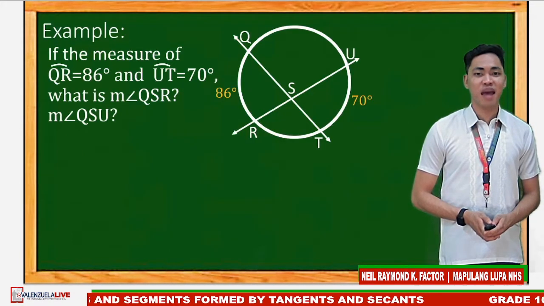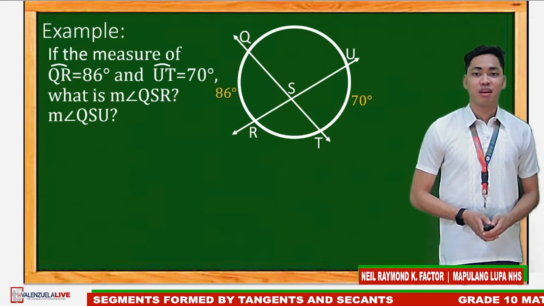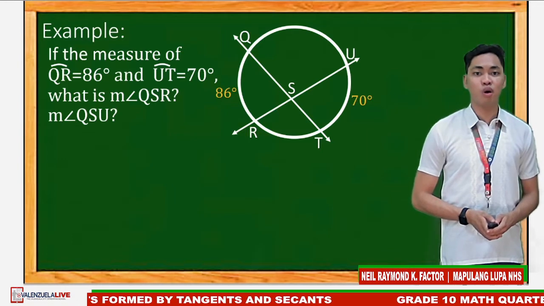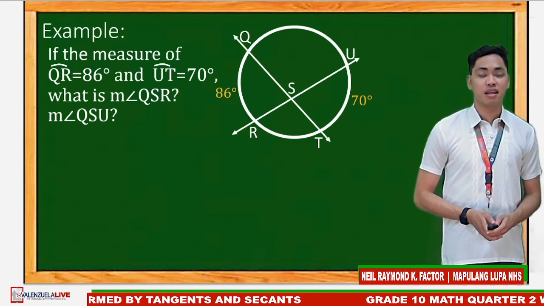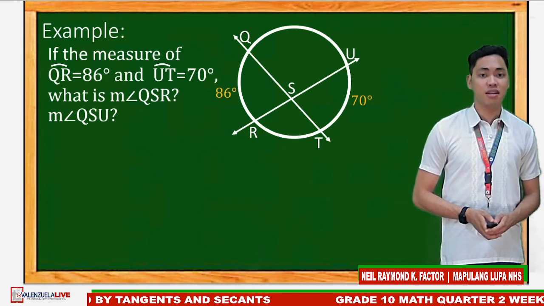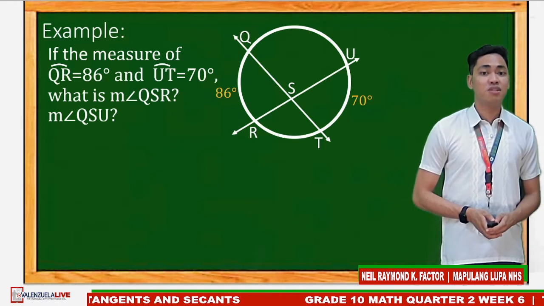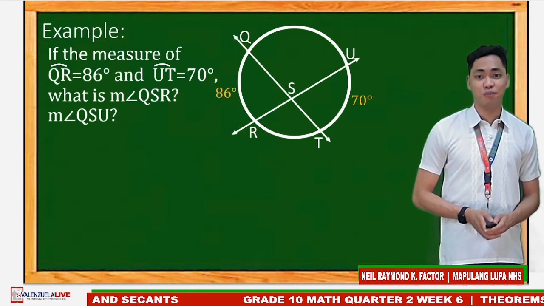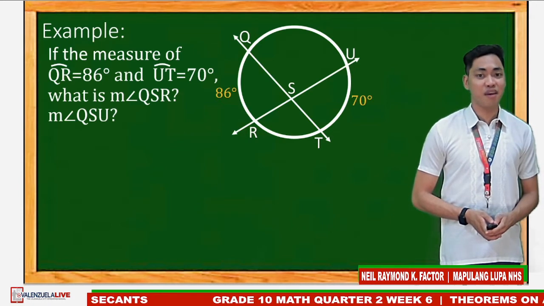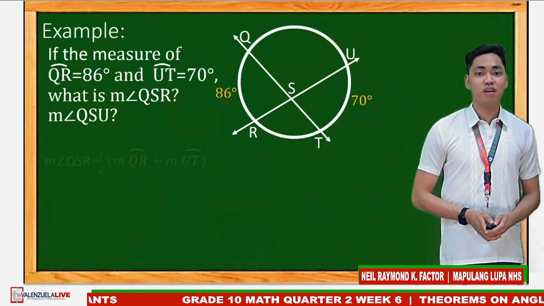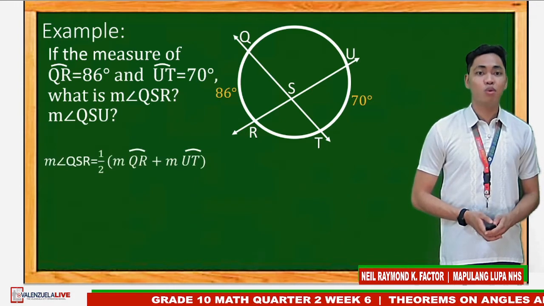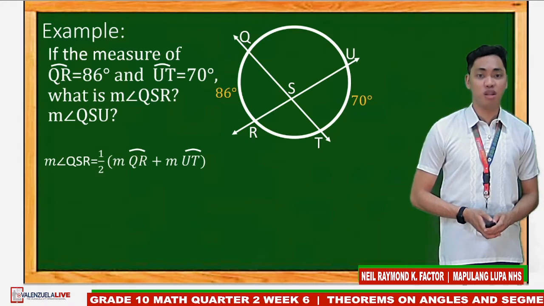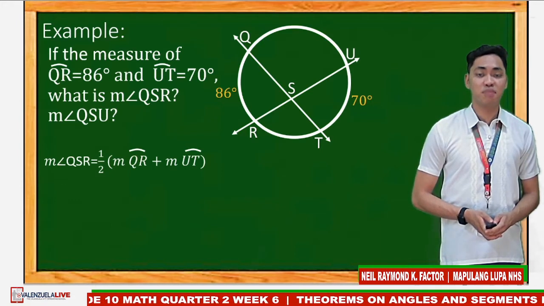So for example, let's have an example here. If the measure of arc QR is 86 degrees and the measure of arc UT is 70 degrees, what is the measure of angle QSR and the measure of angle QSU? So let's use that given. We have the measure of angle QSR is 1/2 the sum of the measures of arc QR and arc UT. We just substitute their corresponding values.